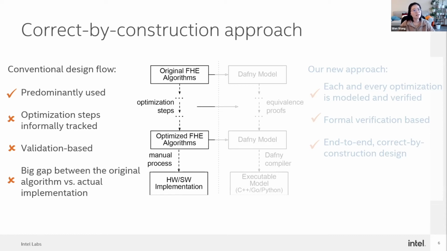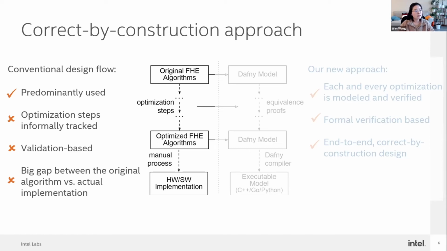So you can see that oftentimes we apply optimizations. It can be algorithm level, architectural level, all kinds of optimizations, right? And oftentimes these steps are just informally tracked and they are just lost somewhere. There's no formal specification for that or anything. And in the end, we oftentimes rely on validation to test if my implementation on the system is doing something correctly. And we already saw the limitation in the validation approach, right?